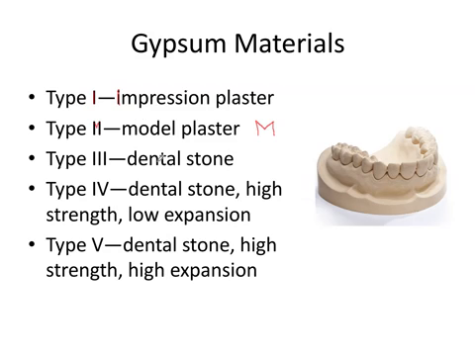Type 3 is dental stone. Type 4 gypsum is dental stone, but it's improved. It has high strength and low expansion. And type 5 gypsum is dental stone, high strength, high expansion. So the last 3 types are all forms of dental stone. The first 2 are forms of plaster. So let's go through each of these 5 types individually.